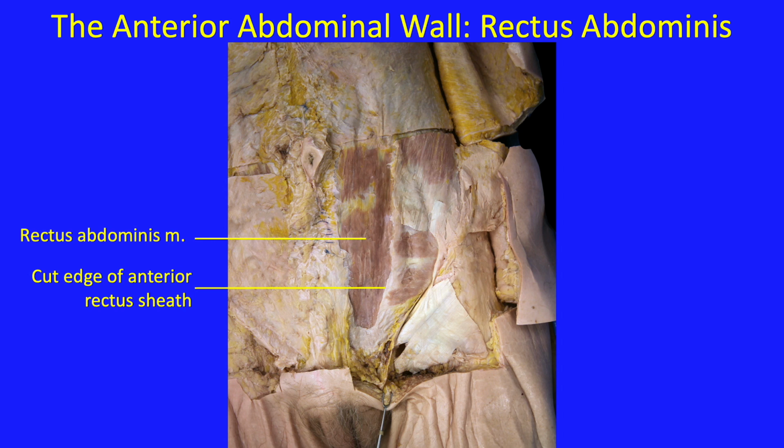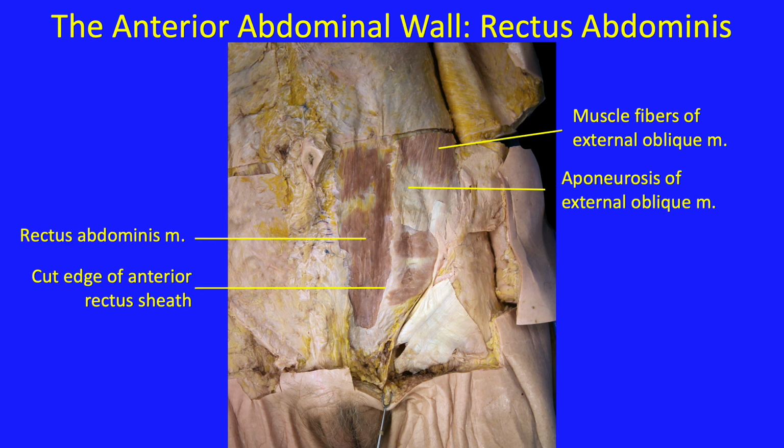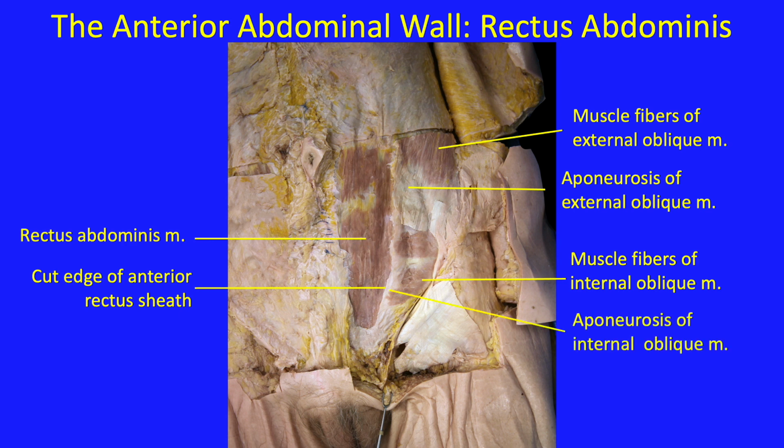Given that I'm now demonstrating a female cadaver, let's label some structures that we described previously for orientation. Here, for example, are the muscle fibers of the external oblique muscle. Here's the corresponding aponeurosis, and here we see the muscle fibers of the internal oblique muscle. Finally, here's the corresponding aponeurosis.